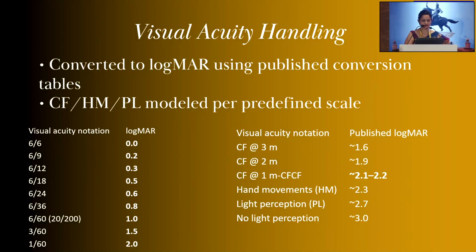whatever the published literature was. Based on that, counting fingers at 2 meters, 3 meters, 1 meter, hand movement, PL and no PL were categorized based on the published data, because this is not available freely.